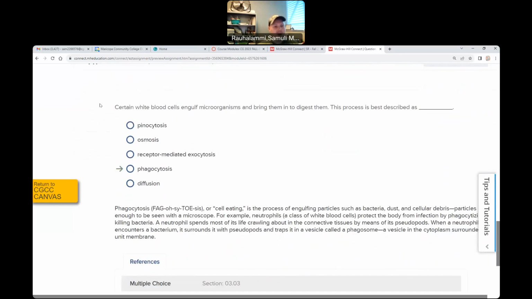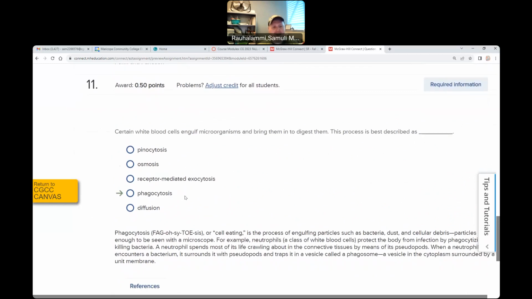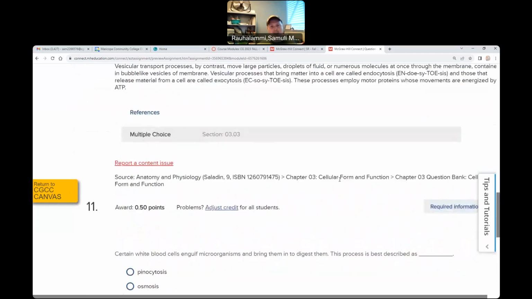There's a follow-up question. Certain white blood cells engulf microorganisms and bring them in to digest them. This process is best described as phagocytosis. So in phagocytosis, a cell comes and engulfs something that should be removed from the body. These phagocytotic cells are really cell-eating cells. They engulf something that shouldn't be around, and then as they engulf it, they can break it apart and eliminate it from the body.